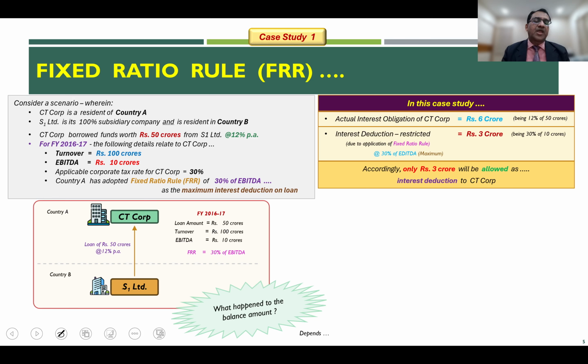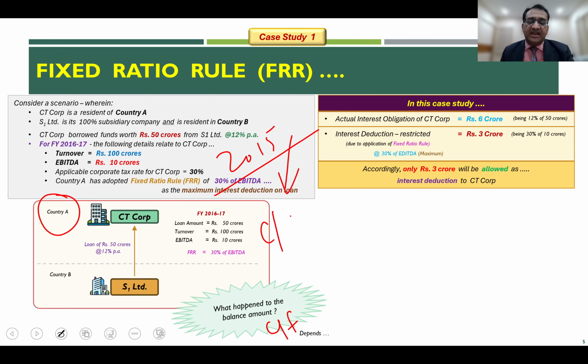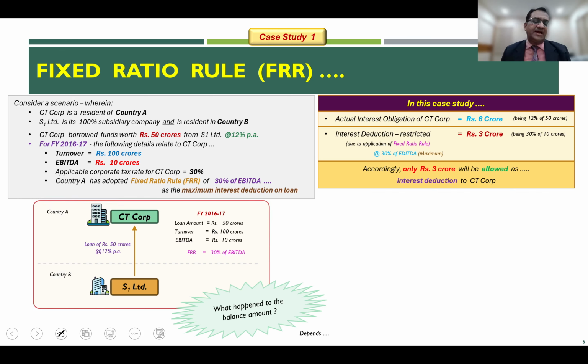Depends upon what is the domestic tax law in country A, whether the domestic law in country A permits carry forward. If you remember, in the previous video, we talked about the 2015 version of the Action Plan 4 report of the OECD, which has given guidance and permitted carry forward, subject to meeting certain conditions. Carry forward of disallowed interest. Same principle will come into play here.